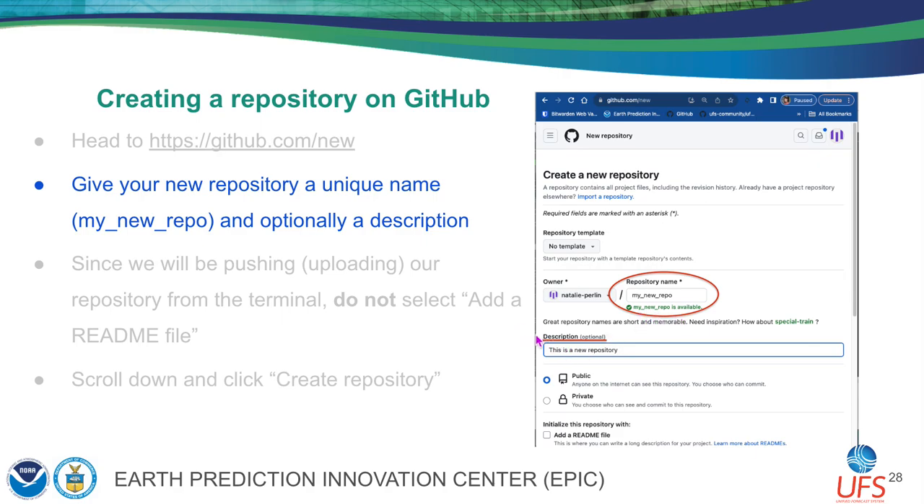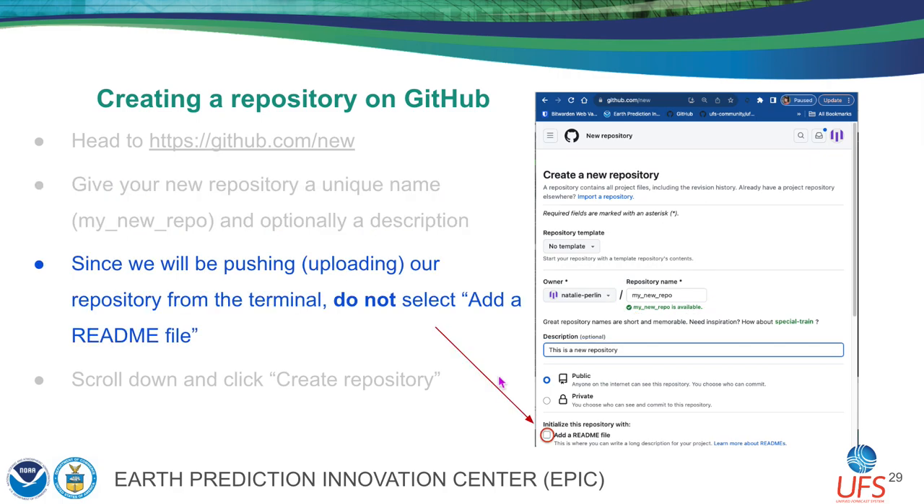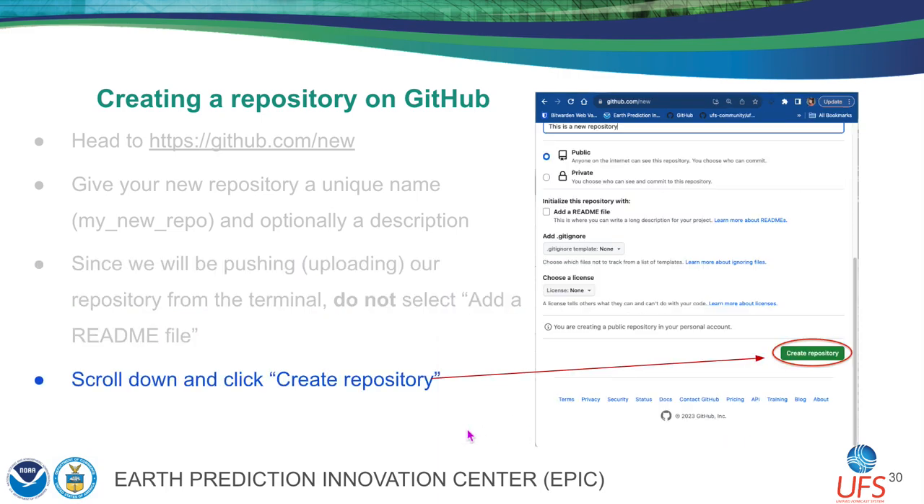This is the name I'm giving it, the same as the one that we created locally in the terminal. And then we can add a description, but this is optional. Another thing: since we will be pushing a repository from the local one in the terminal, we should not select add a README file. We'll add it by pushing from the local repository. And then we can scroll down on the page and click on Create Repository.